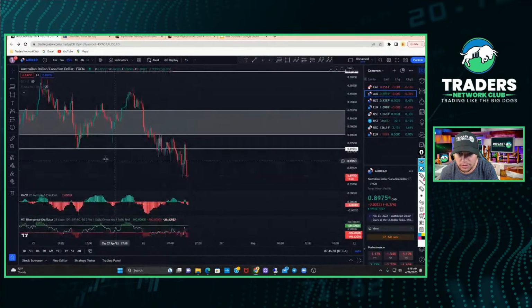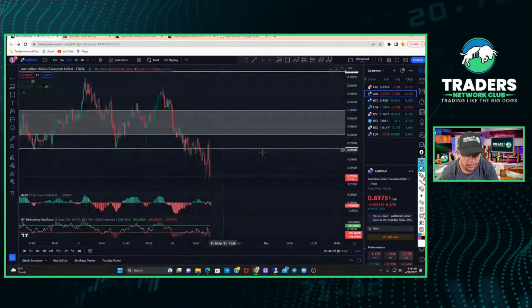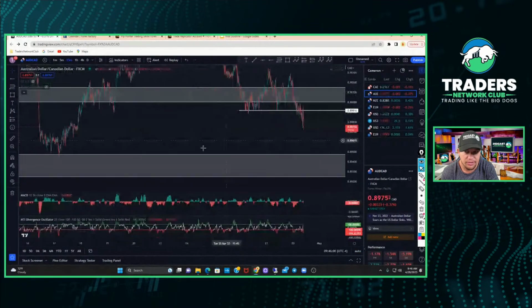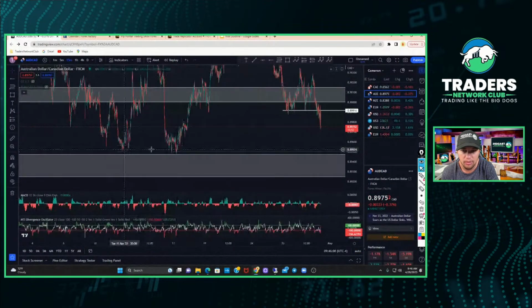Okay, so here we go. The Aussie CAD's pretty choppy, and we're anticipating a bearish trend. Price obviously wants to work its way back too. Look at this, a lot of consolidation here. As you can see, some consolidation levels here.